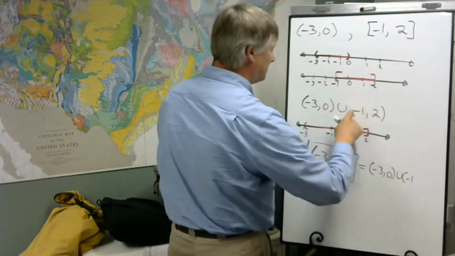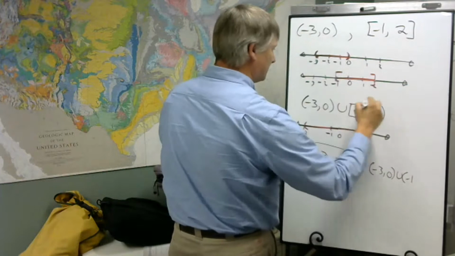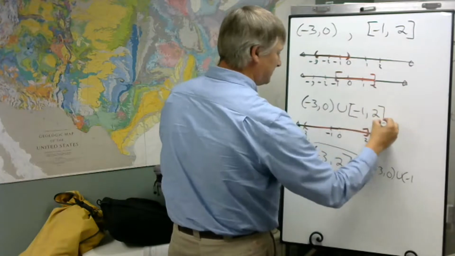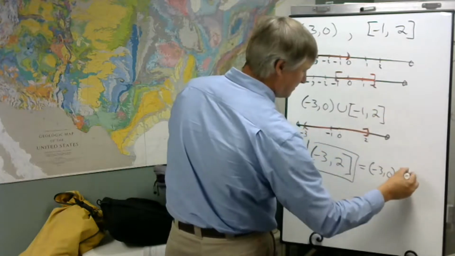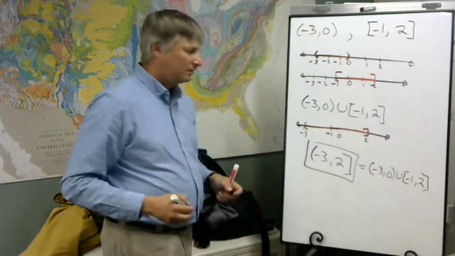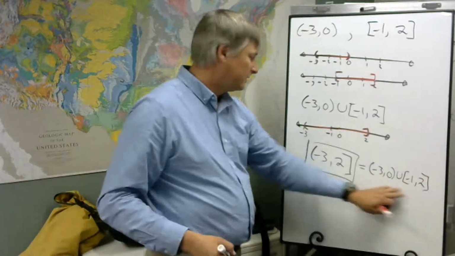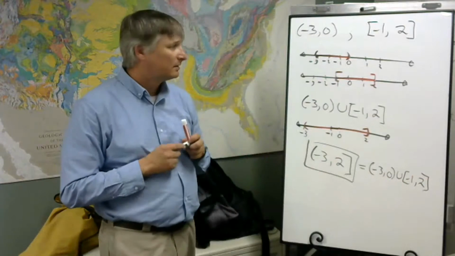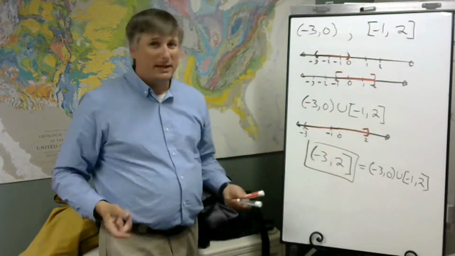Oh, and sorry, I used the wrong one here. Those are brackets. When you union these two intervals, this is what we're going to get. Now, what if we take the intersection?